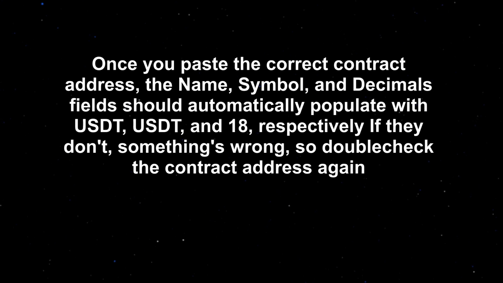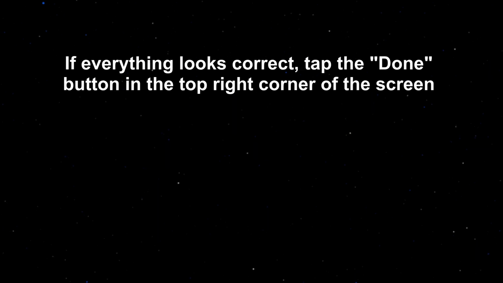Once you paste the correct contract address, the name, symbol, and decimals fields should automatically populate with USDT, and 18, respectively. If they don't, something's wrong. So double check the contract address again. If everything looks correct, tap the Done button in the top right corner of the screen.